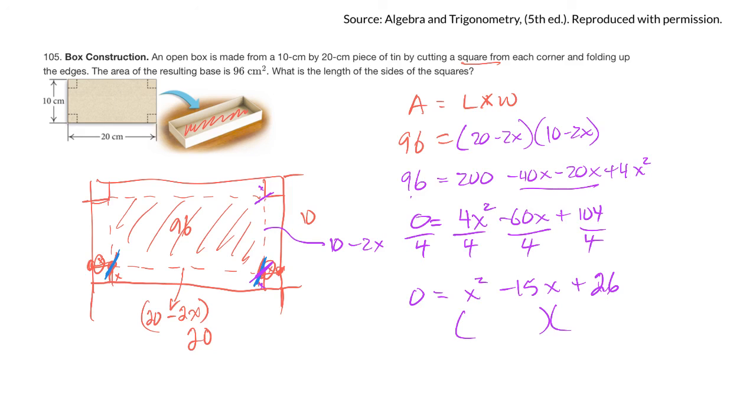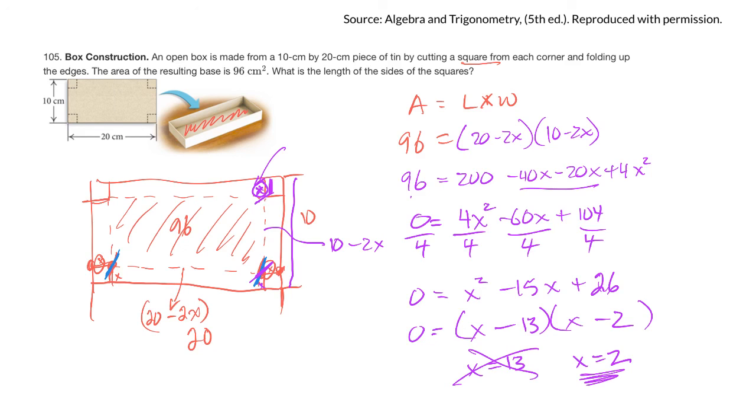And now I'll factor. So x and an x. Things are multiplied 26 out to 13. I'm thinking 13 and 2. So minus 13 minus 2. So either x is 13 or x is equal to 2. So that's what this distance is here. That's what x is. Now, if this whole distance is 10, there's no way that distance could be 13. So I'm canceling that one out. So that distance there has to be 2.